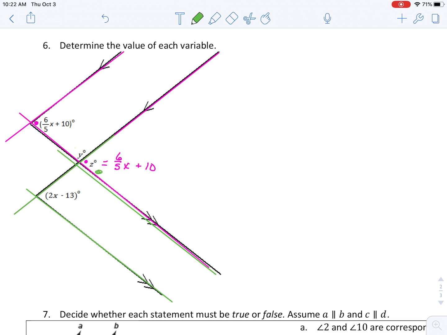You'll notice that my new location for 6/5 x plus 10, which is such a tongue twister, is now in the same spot as 2x minus 13. So because of corresponding angles, again, I have some congruent angles. 2x minus 13 is equal to that expression. I don't like fractions. I'm going to get them gone. I'm going to multiply everything by 5. 10x minus 65 is now equal to 6x plus 50.